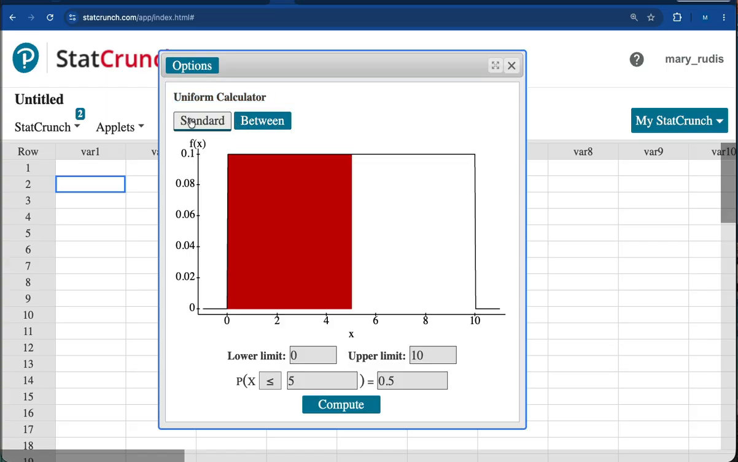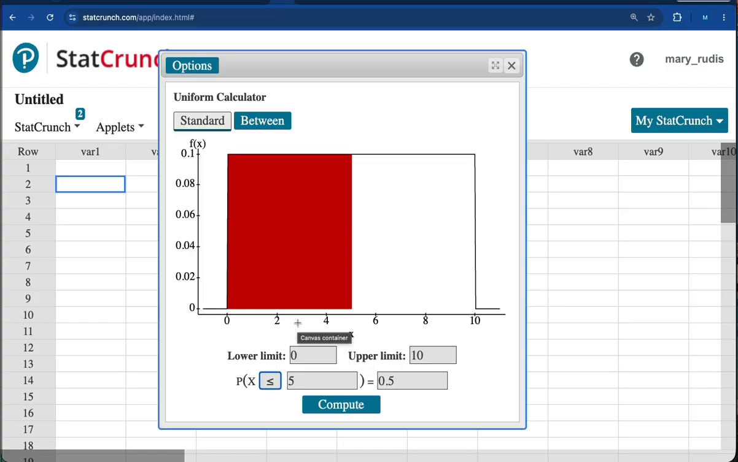And you have two options. Standard means that it's going to be strictly to the left of something or strictly to the right of something. There is no such thing as equal to anymore, because we're talking about a continuous distribution. There is no option for x equaling 2 or x equaling 4, because that doesn't make any sense when we're dealing with intervals of data.